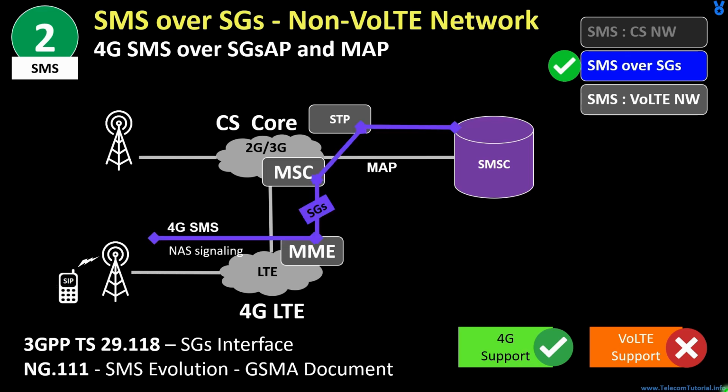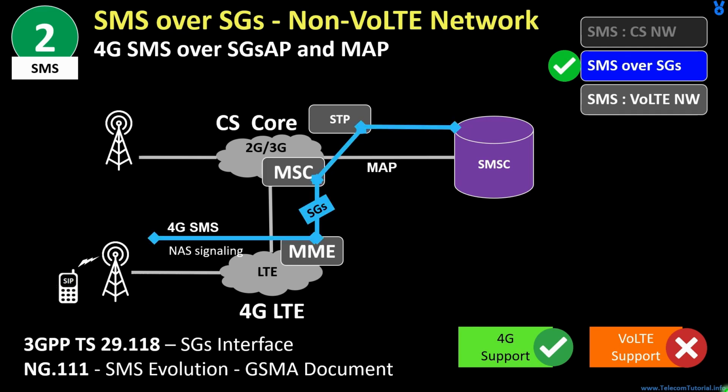Well, this is a hybrid approach that allows the transmission of traditional SMS from the 4G LTE network using the underlying CS core as a transit layer. Going by the specs, SMS over SGS was specified in 3GPP TS 29.118.